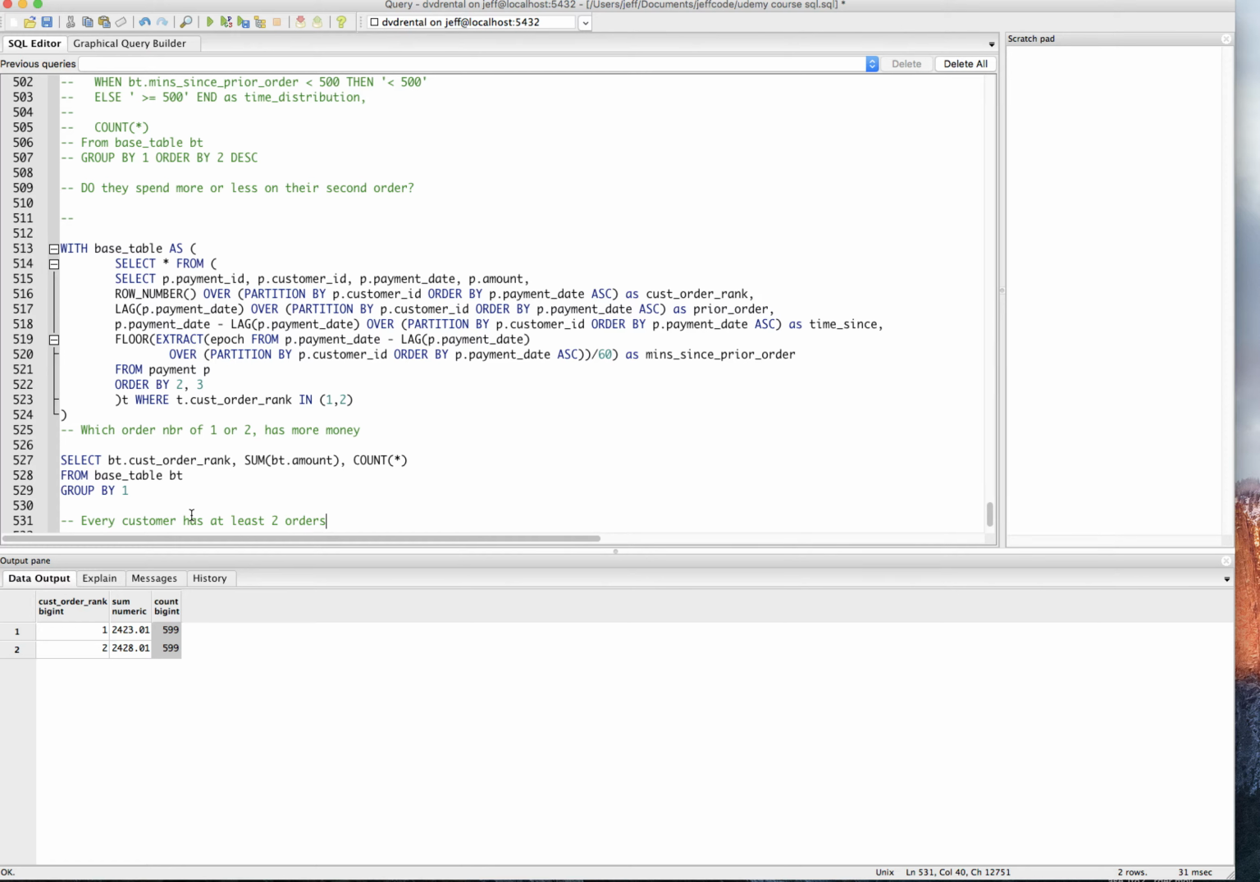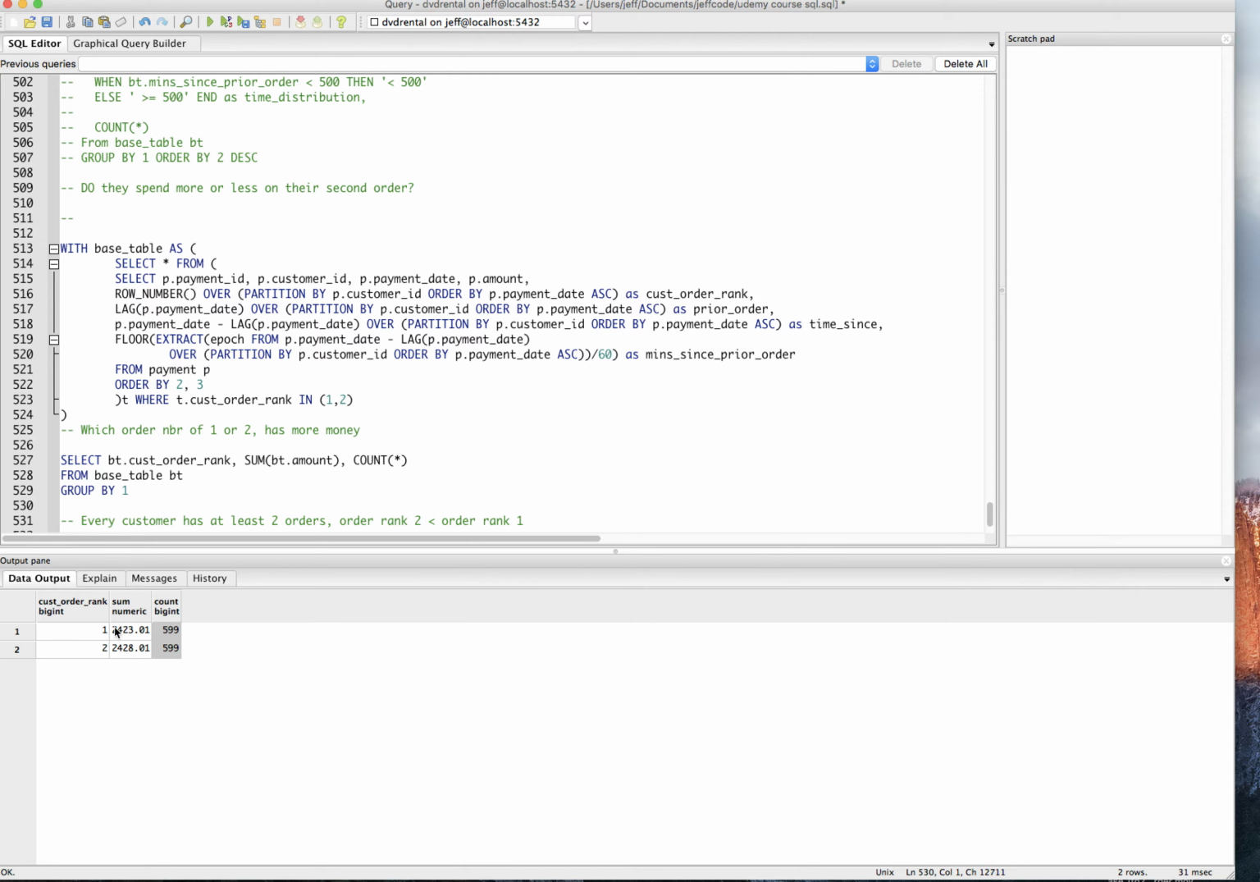But in reality, you would probably see order rank 2 be lower than order rank 1, because generally not everybody orders a second time unless you're working for some crazy company that's doing a really great job with loyalty and retention. So that was actually pretty easy. We just wrapped our query of first and second orders. We took our order rank out of that. We summed up the revenue, and we did a count.